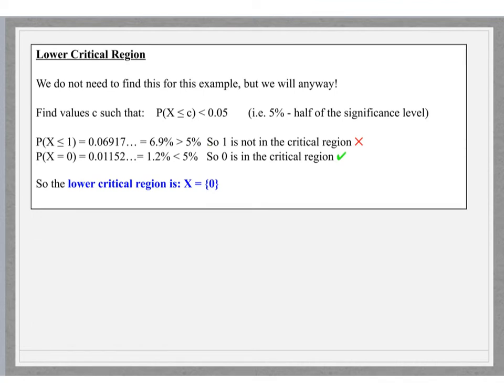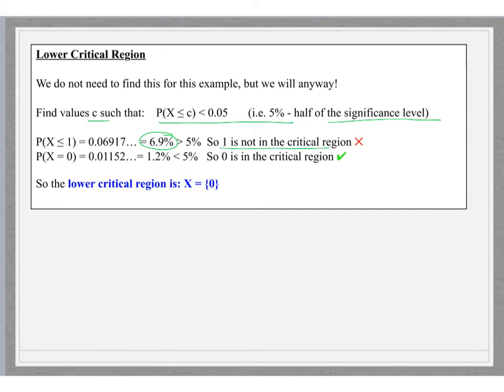We do not actually need the lower critical region, but we're going to find it anyway. For the lower critical region, we need to find critical values C such that the probability of X being less than or equal to C is lower than 5%, again, half of the significance level. We can test various values, and what you will find is that the probability that X is less than or equal to 1 is 6.9%, so 1 is not in the critical region.